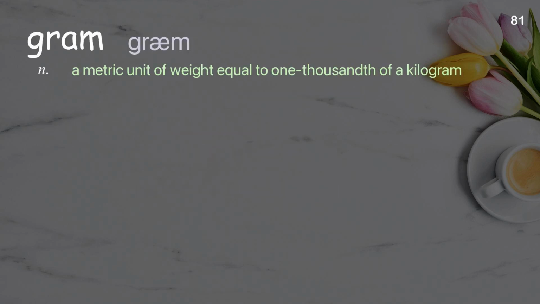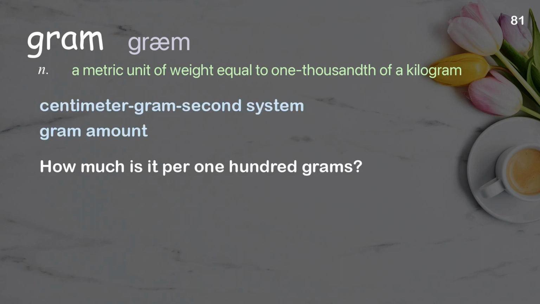Gram. A metric unit of weight equal to 1/1000th of a kilogram. Examples. Centimeter gram second system. Gram amount. How much is it per 100 grams?